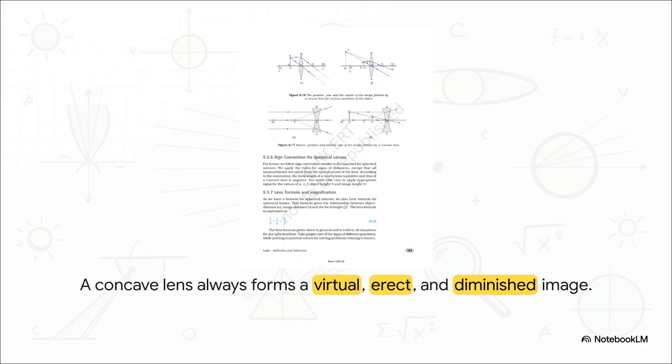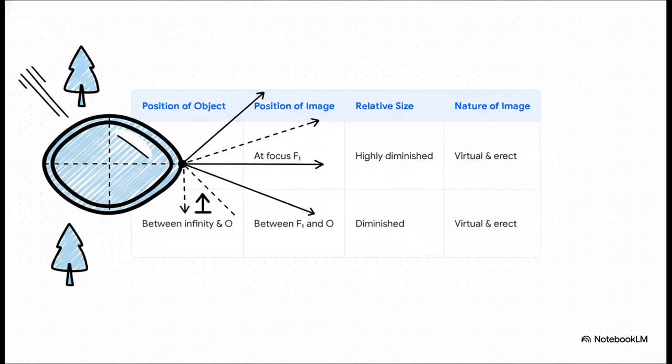So a concave lens is a diverging lens, which means it spreads light out instead of focusing it. And here is the best part. It doesn't matter where you put the object. The result is always the same. The rays spread out, and when you trace them backwards, they always form a smaller, upright image on the same side. Always. And this table right here proves it.